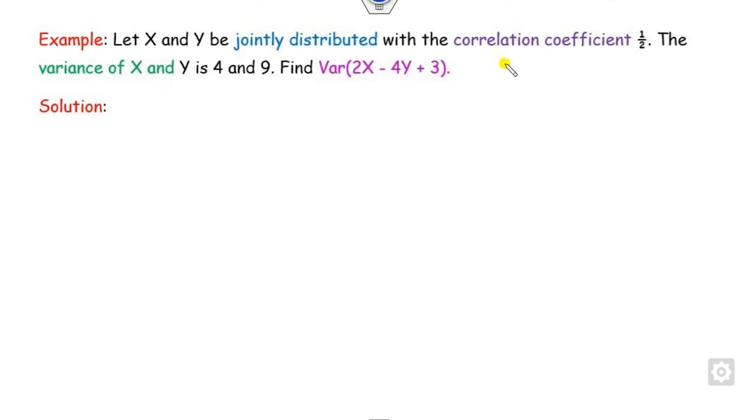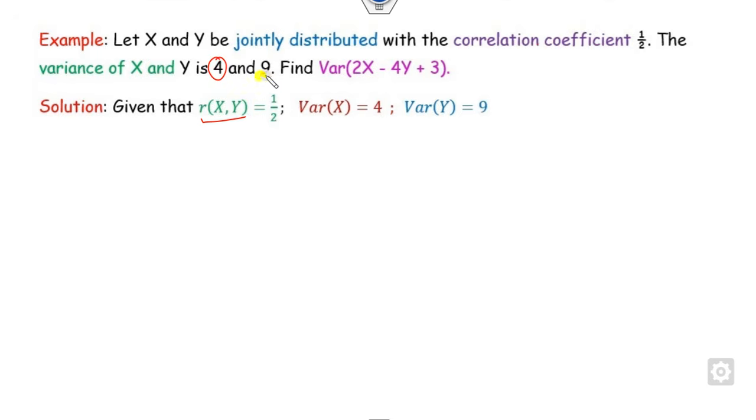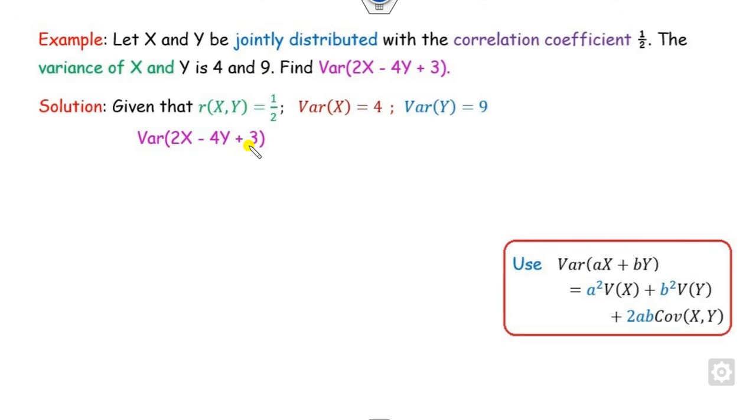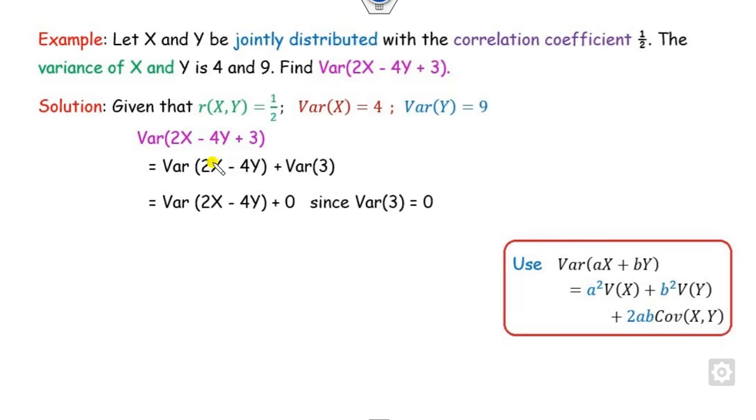Again you have to find, now it is given to you the correlation. That is R. You can write correlation either as R or as rho. You have to find the variance of this. Correlation is given to you, and variance of X and variance of Y are given to you. Let's start with this required task. Before that we can simply write this value, because this is a constant number and the variance of a constant value is 0.